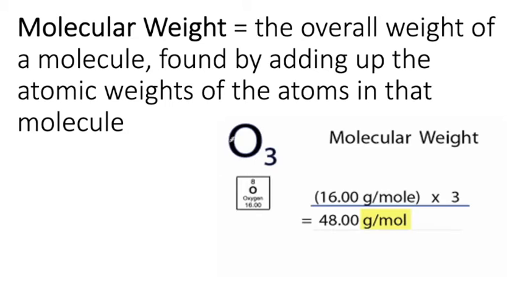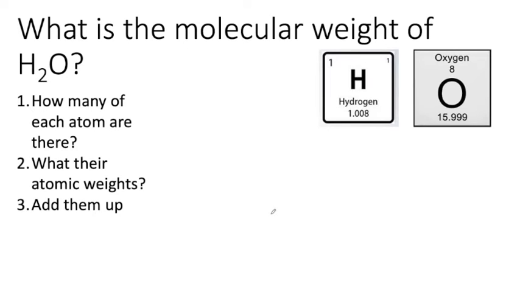So here's a really simple example. Take ozone, which is O3. If I wanted to find the molecular weight of O3, I would just need to find the atomic weight of oxygen, which is 16, and then take it times 3, because there's 3 oxygens in that molecule. So that would get me 48 grams per mole. So what I'm going to do here is I'm going to do a few examples, and then hopefully that will get you the idea of what you need to do.